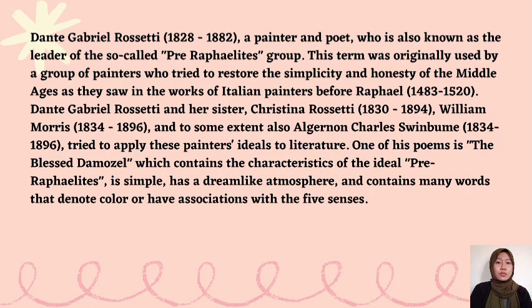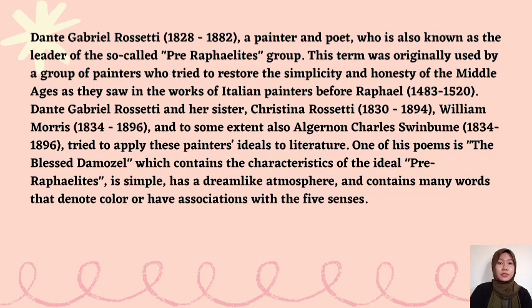Dante Gabriel Rossetti, 1828 to 1882, a painter and poet, is also known as the leader of the so-called Pre-Raphaelite group. This term was originally used by a group of painters who tried to restore the simplicity and honesty of the Middle Ages as they saw in the works of Italian painters before Raphael, 1483 to 1520.